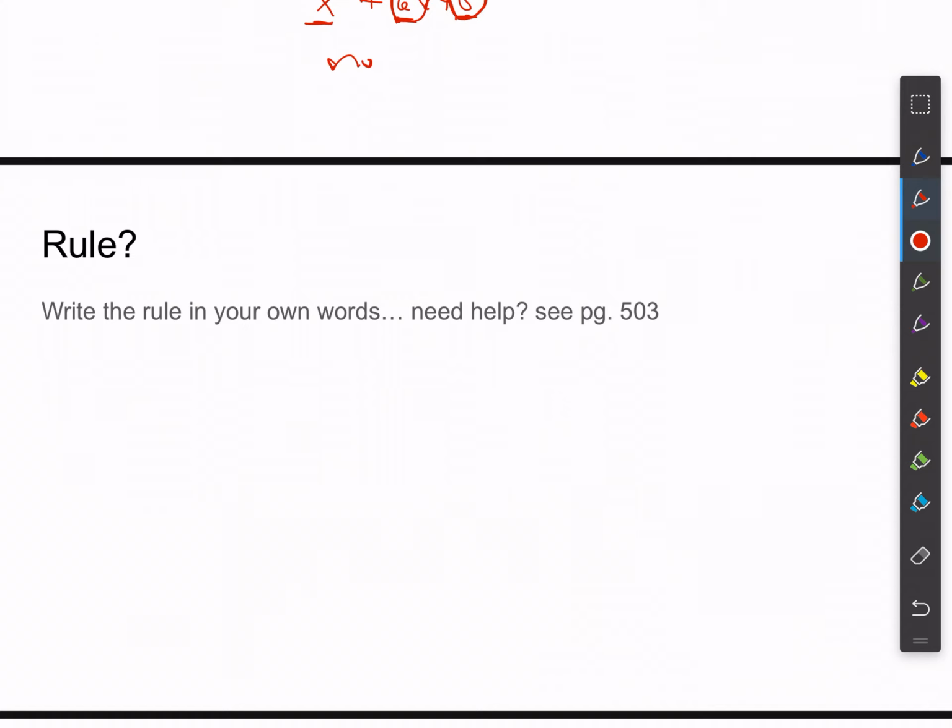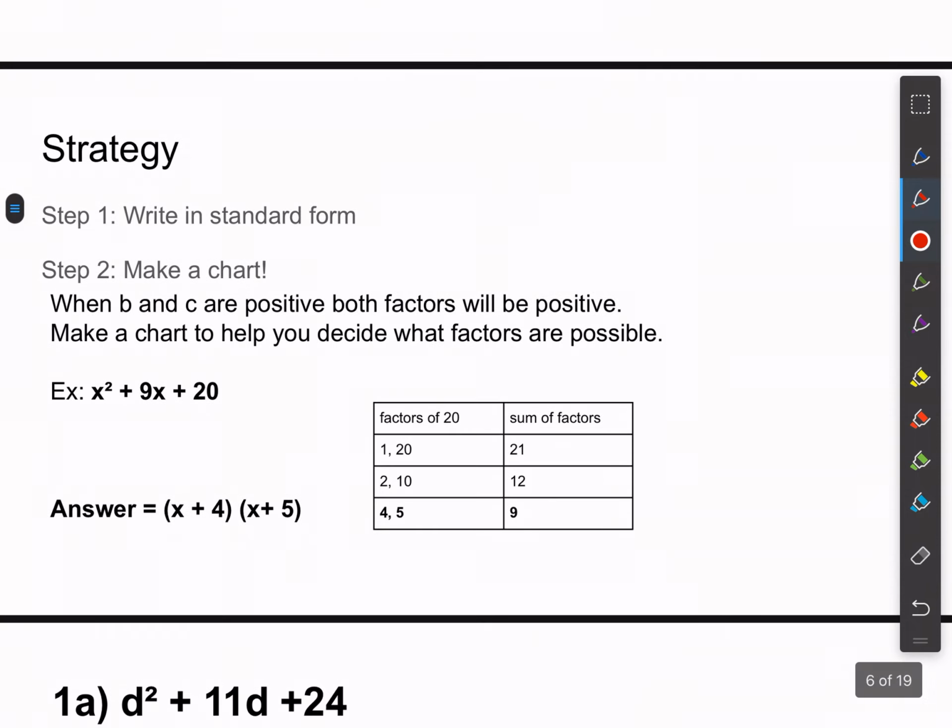I've told it to you a couple times in my own words. It's also stated on page 503, and I don't know if that's correct in your textbook. Hold on, let's fix that. We are actually on page 531. So if you want to look up the official wording of how to factor and what the rule is, it's on page 531 under the key concept. But let's keep cruising, okay?